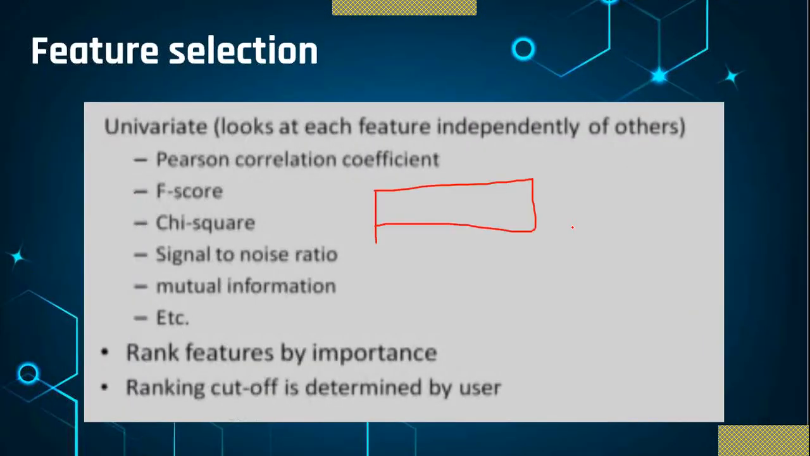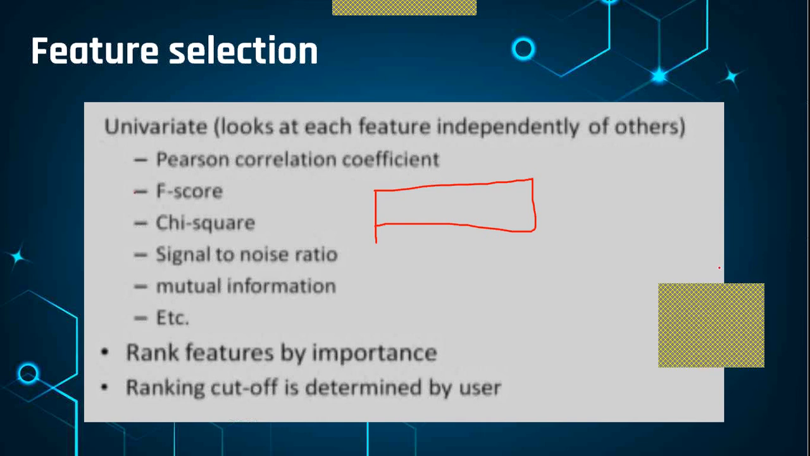Now we will see the first one, which is more popular and more useful, that is the Pearson correlation coefficient. How to use the Pearson correlation coefficient? How can we find the correlation between two features? The aim of the Pearson correlation coefficient is to find the correlation between two features.